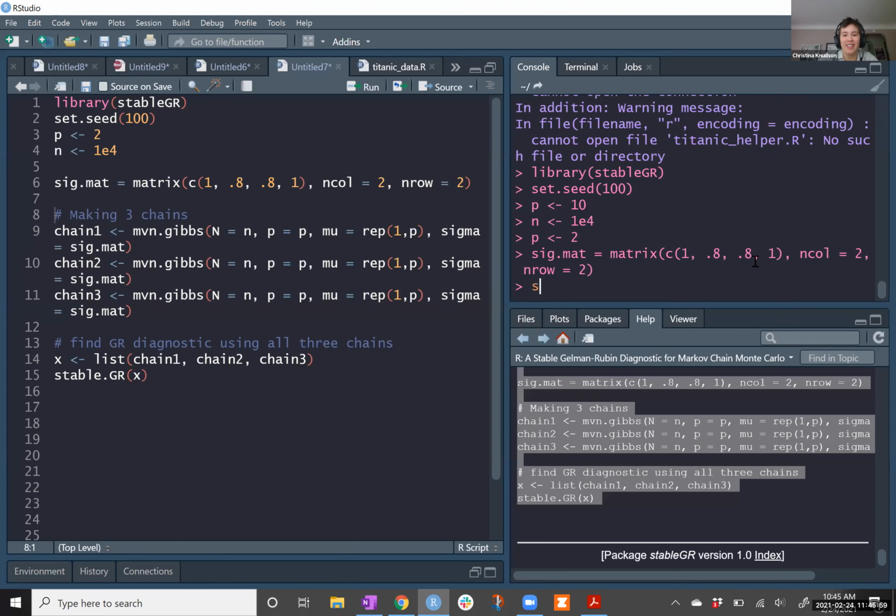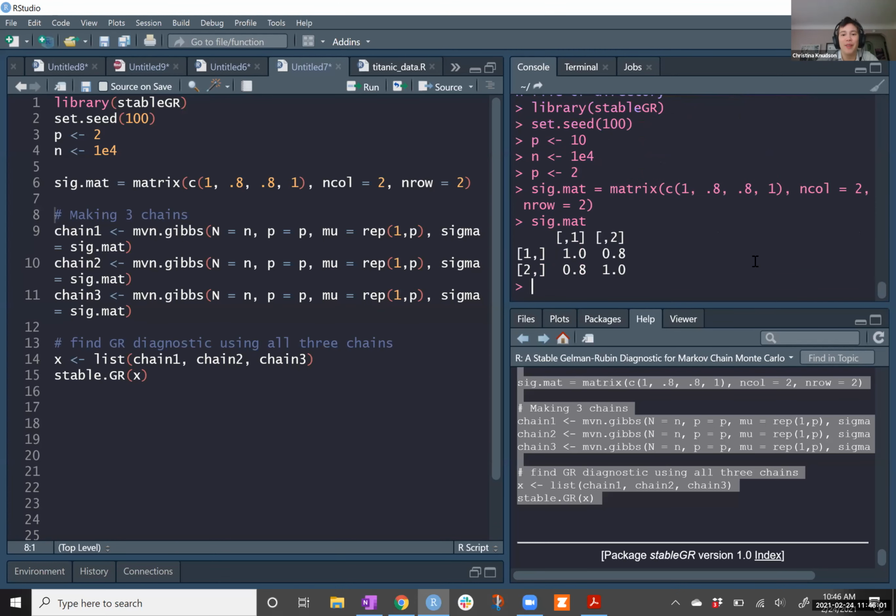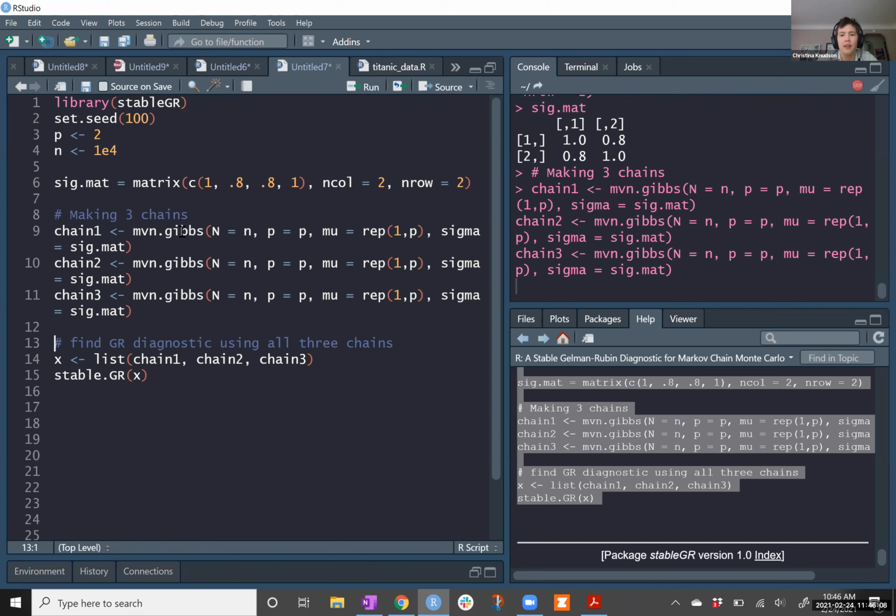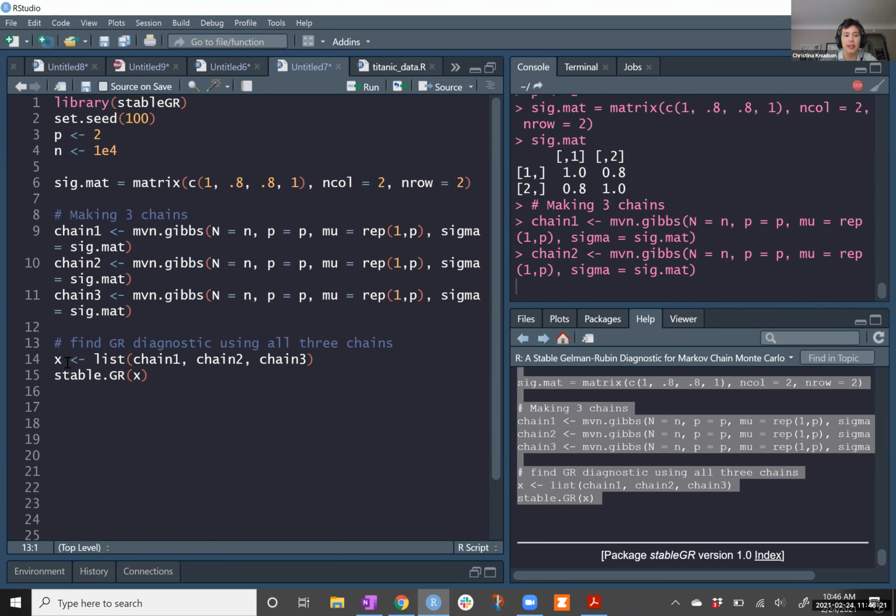Okay, so I just set up a matrix there for the variance, and then just ran a few Markov chains, just ran 3 chains here. I'll just take a second because my computer is kind of slow. But this would be like where you're actually running your model and running your MCMC. And then once you have those chains, just put them in a list. And then just run the stable.gr function on that list of chains.